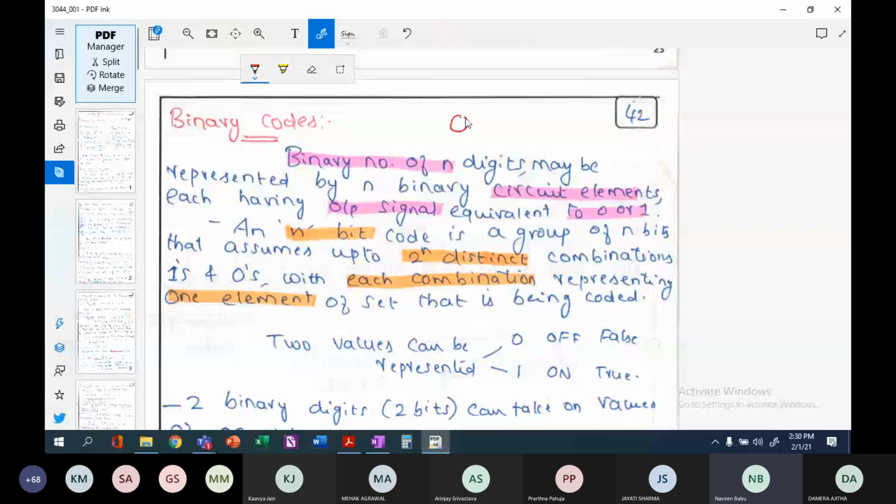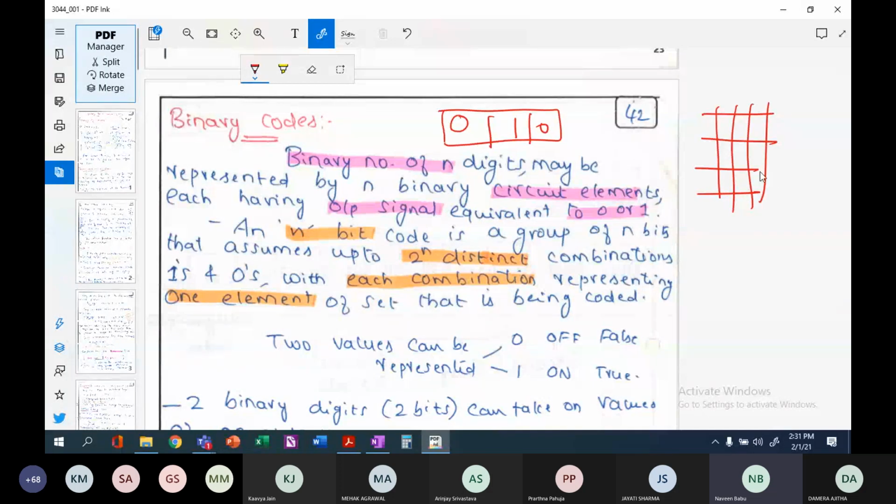If you are storing a 0 or a 1, there is an electronic circuit to represent 0 and 1. Normally this electronic circuit will be like a crosswire. These row lines are some power or input lines you can consider, and these column lines are also power lines.